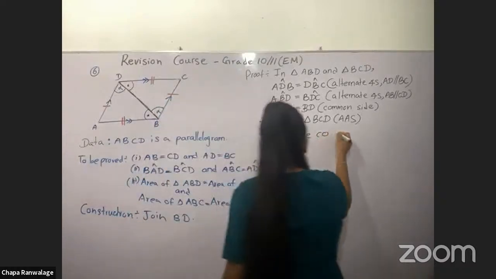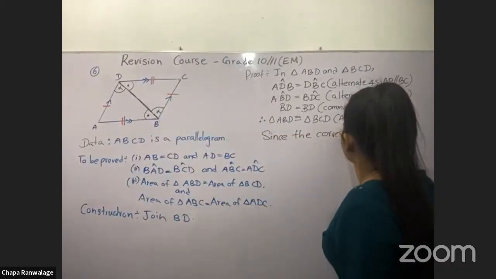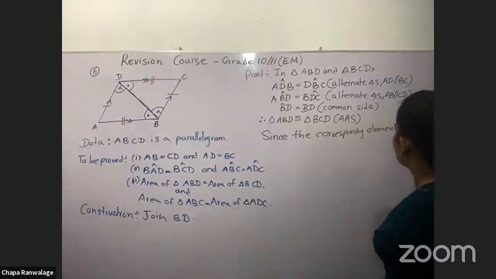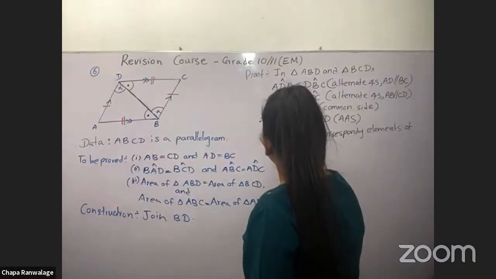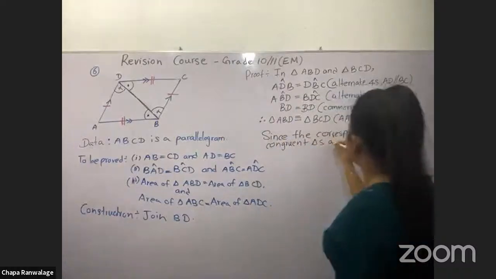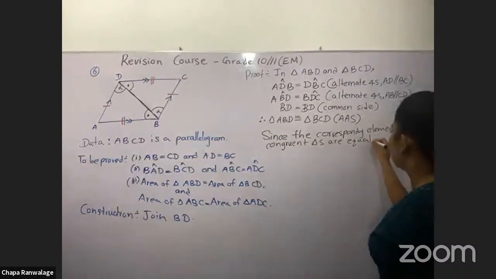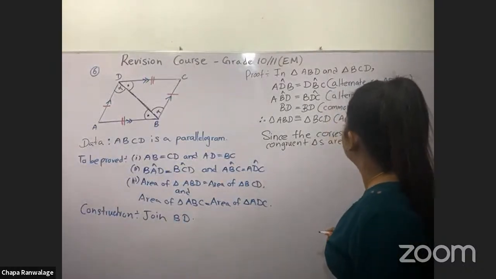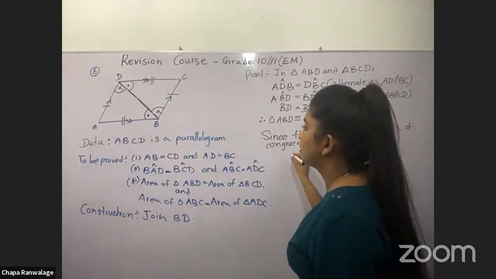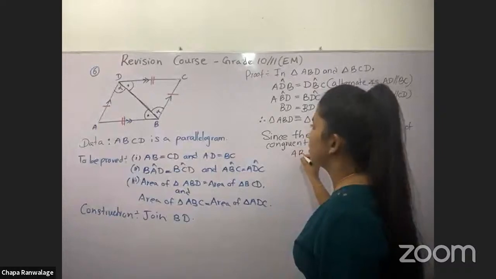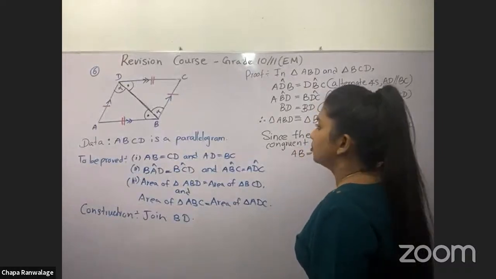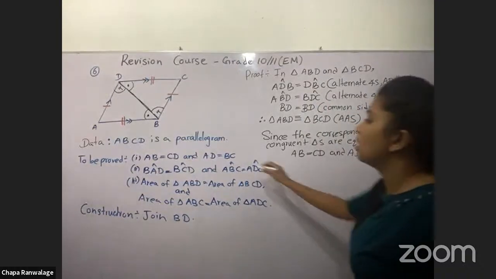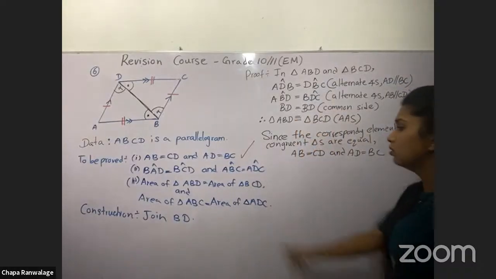Since the corresponding elements of congruent triangles are equal, you can say AB is equal to CD. Directly you can say that AD is equal to BC. Sorry, now this one is okay. Now we have to prove this one.